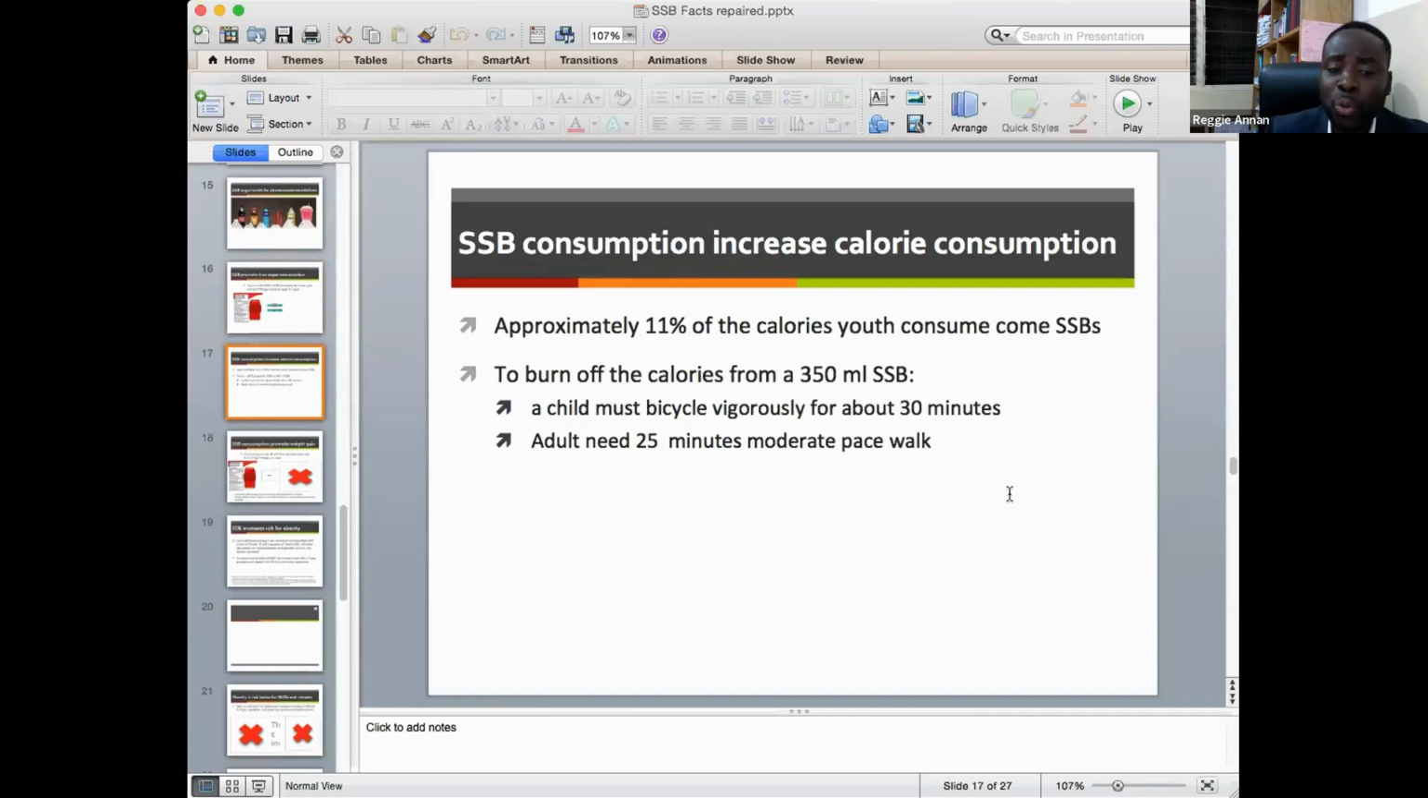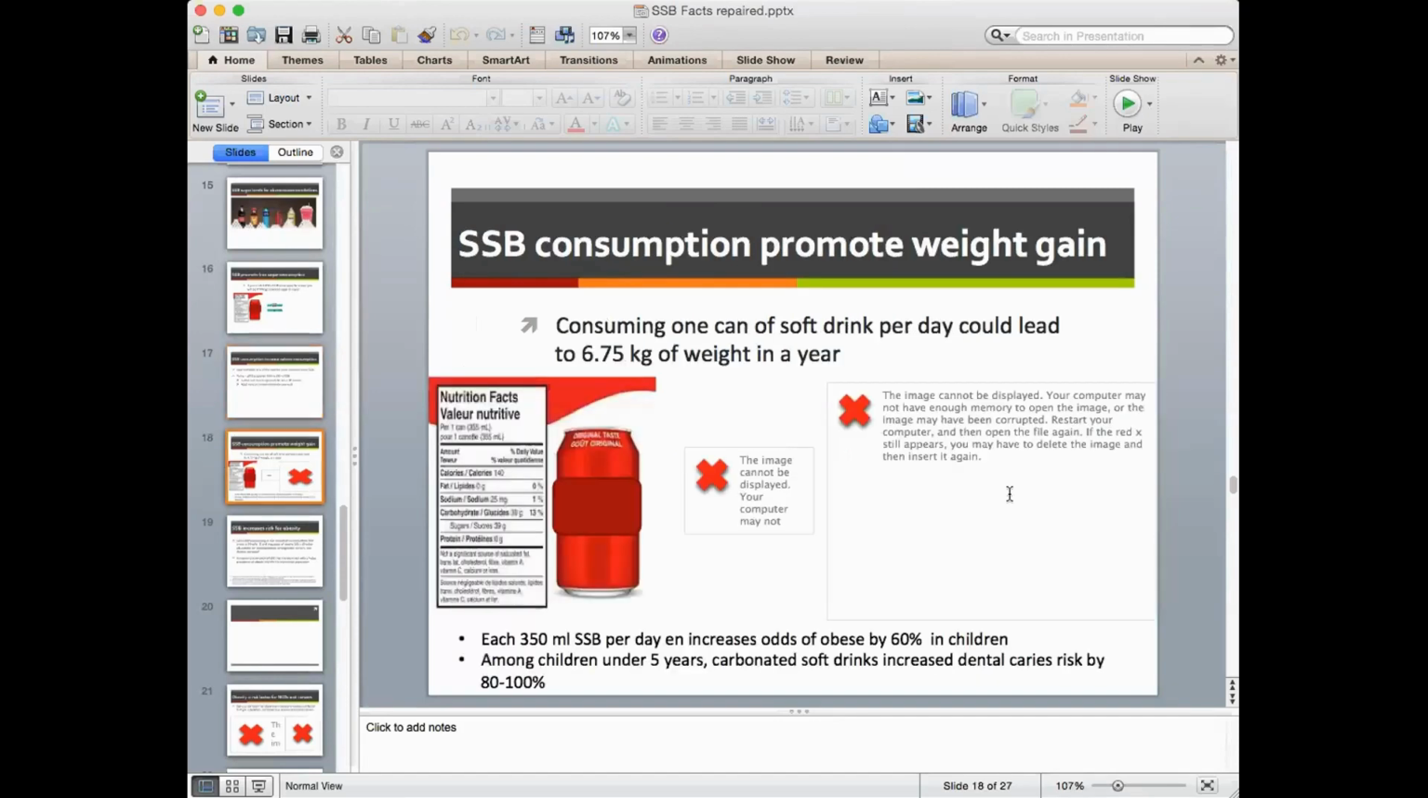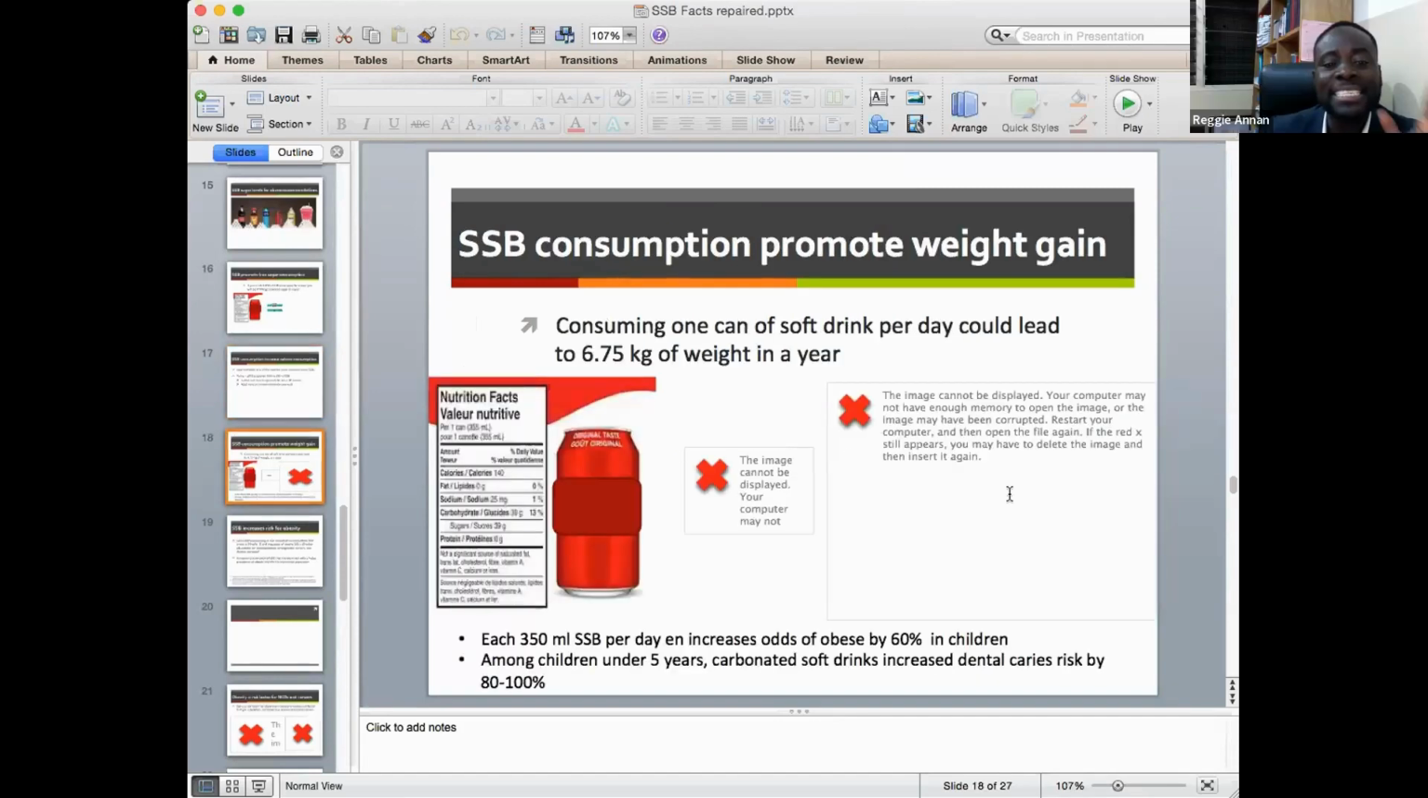The facts also show that approximately 11% of calories youth consume come from SSBs. And to burn off just 300 calories from the can of the SSB that I talked about earlier, a child must bicycle vigorously for about 30 minutes. And an adult needs 25 minutes of walking at a moderate pace to just burn that small can. What that means is that the more the person consumes, the less likely it is for them to burn that empty calorie, and therefore the higher the risk of them becoming overweight. So it is not surprising that SSB consumption promotes weight gain.